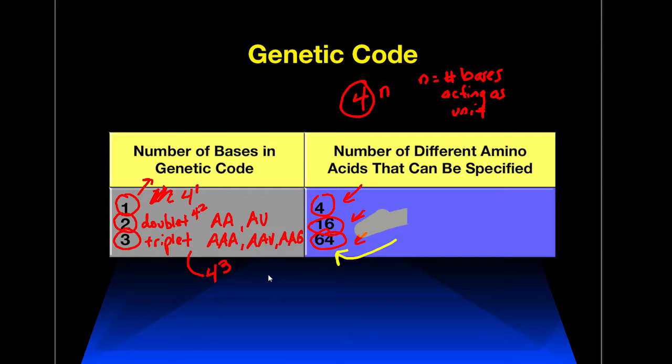It's not proof. You could say, well, what about a quadruplet code where 4 bases act? That would give you, I'm almost afraid to do the math, 4 to the 4. That would give you 256 different possibilities. You only need 20. Now, there's no law in the universe that said it's impossible that that happens.